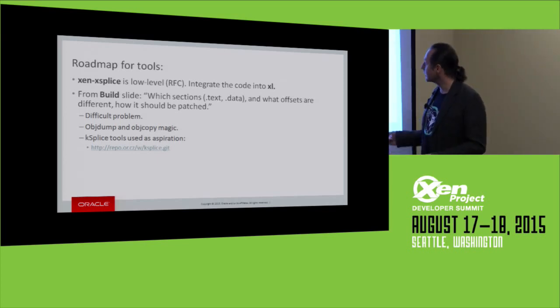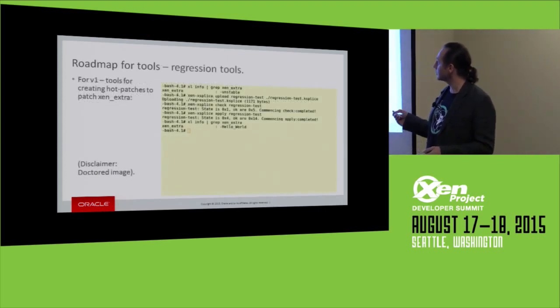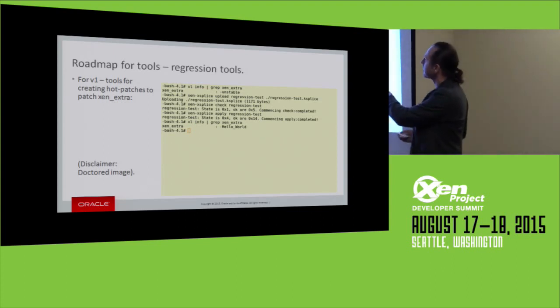The idea behind it, at least, is that we have some form of regression tools. This is a simple call. We just get the name of the Xen extra version, in this case unstable, and then you apply this test and, hey, you get hello world. Now, this is a very doctored image. It's not real, it's fake. The code actually doesn't do this yet.